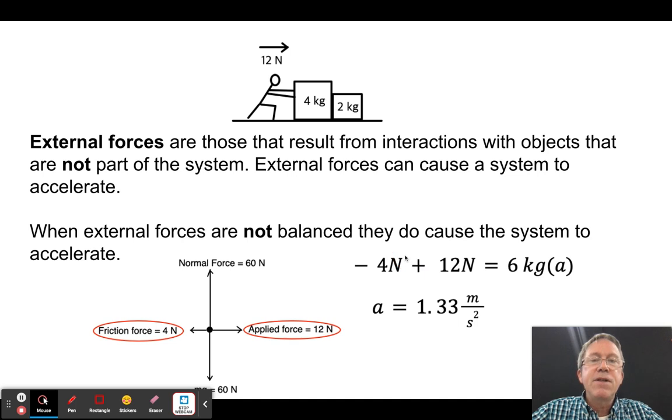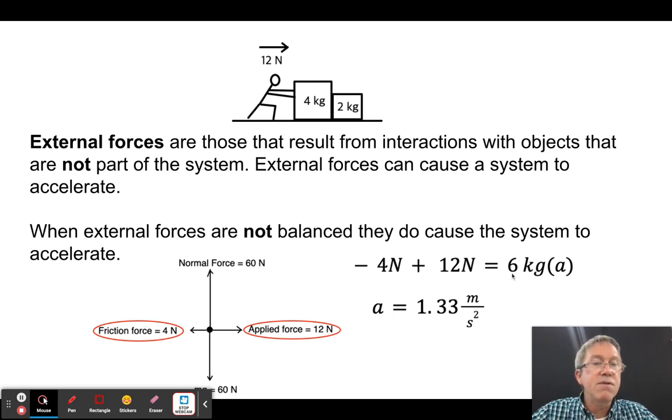But if I look at the other forces, they're not balanced. Here I have 12 newtons of applied force to the system and 4 newtons of frictional force acting in the opposite direction. And those are not balanced, so they are going to cause acceleration in this dimension. So I'm going to call right positive 12, left negative, that's 4.